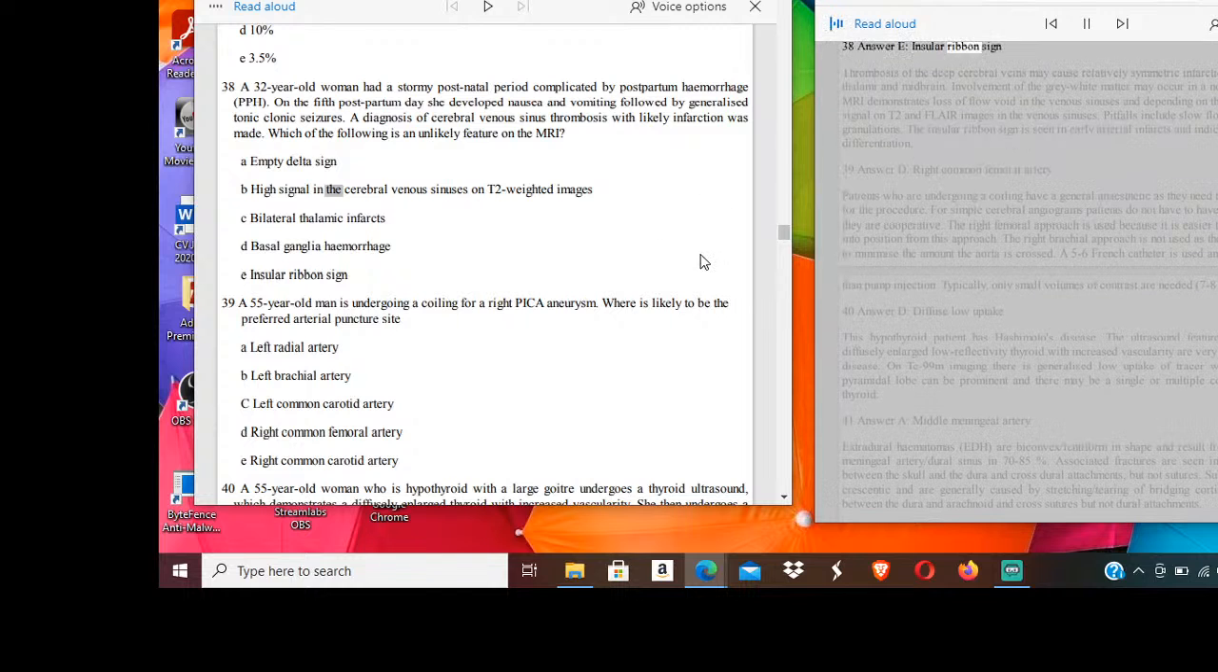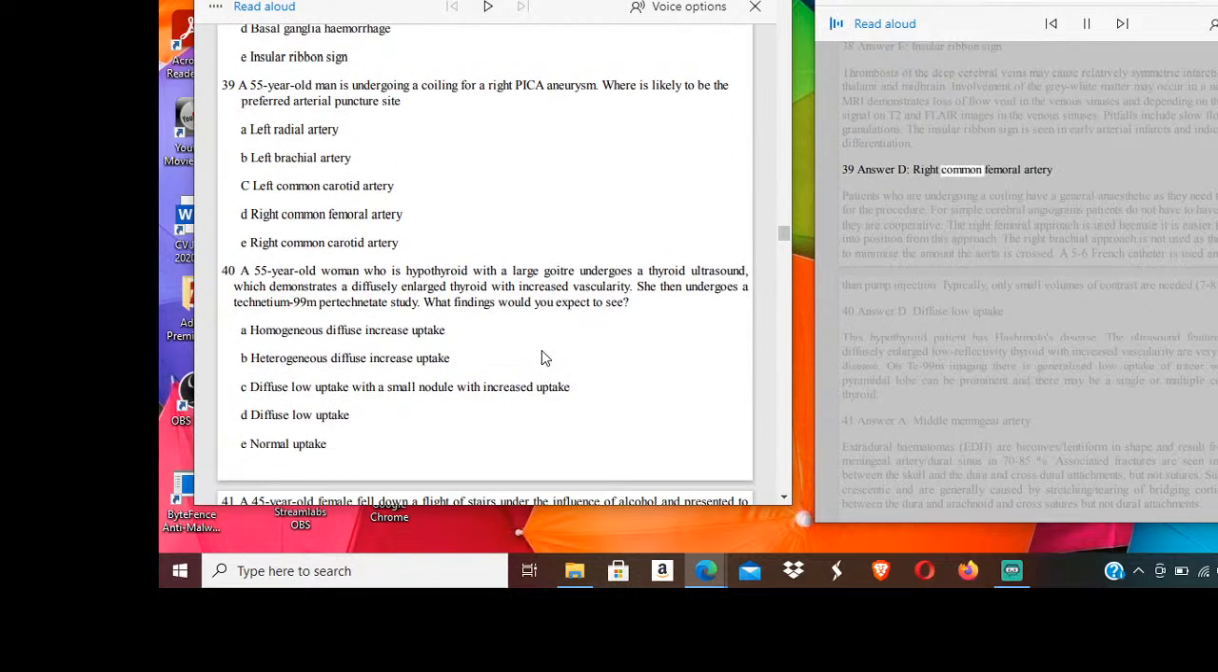38 Answer E, insular ribbon sign. Thrombosis of the deep cerebral veins may cause relatively symmetric infarction of the basal ganglia, thalami, and midbrain. Involvement of the gray-white matter may occur in a non-arterial distribution. MRI demonstrates loss of flow void in the venous sinuses, and depending on the age of the clot a high signal on T2 and FLAIR images in the venous sinuses. Pitfalls include slow flow states and arachnoid granulations. The insular ribbon sign is seen in early arterial infarcts and indicates loss of gray-white differentiation.